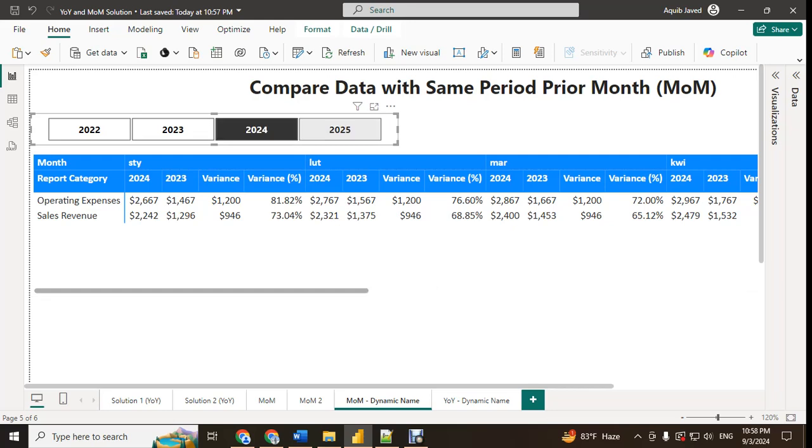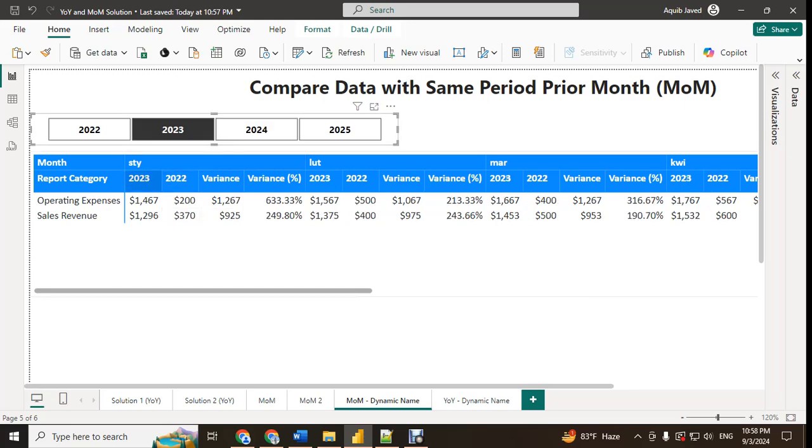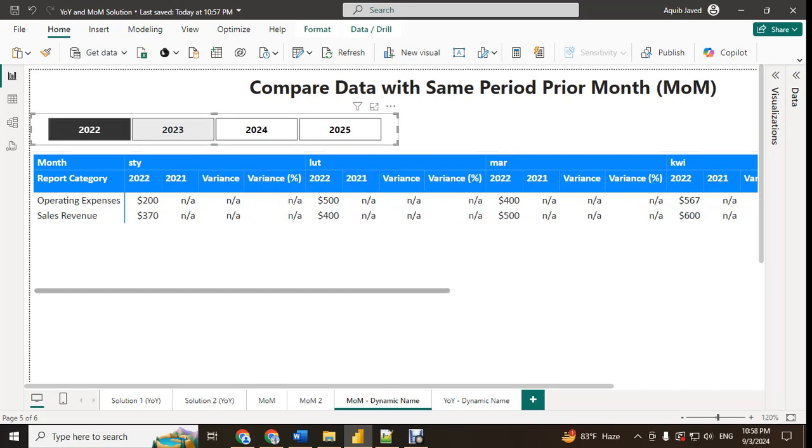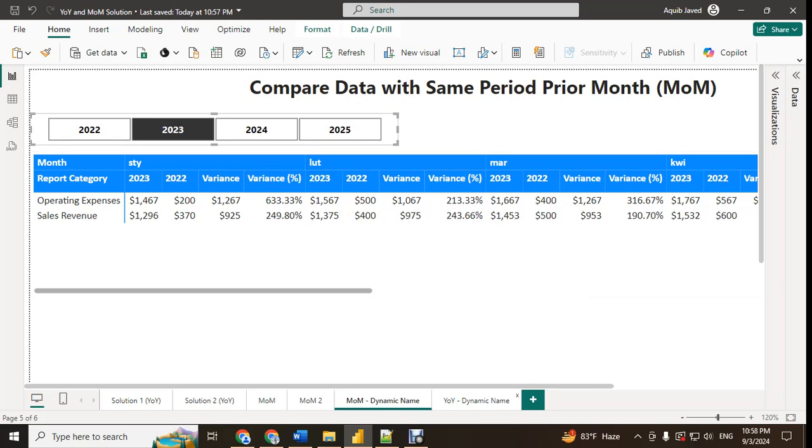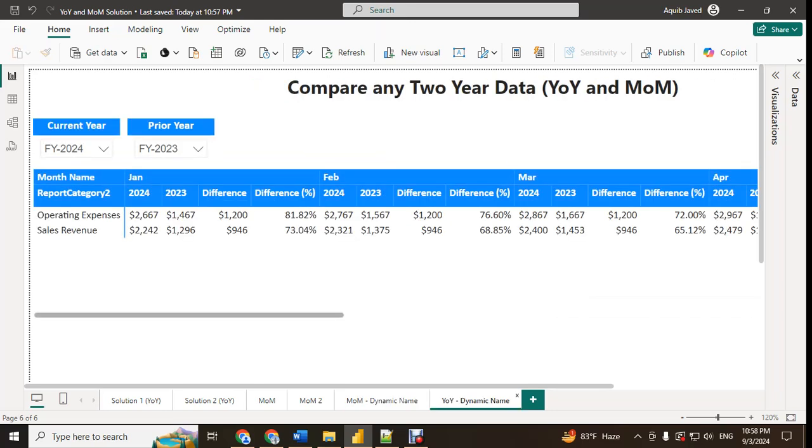So if you would like a single slicer like that one and compare the two years, like this year and the previous year, you can see that the measure names are changing automatically, no issues with that. And this is solution number two, where you can customize your current year and the prior year, and also the measure names are changeable dynamically.